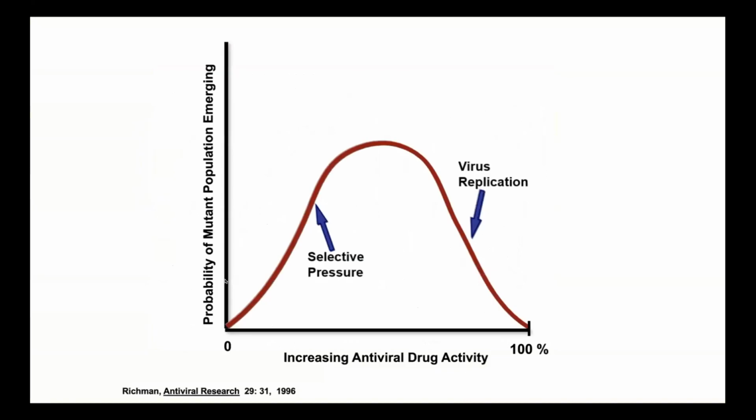So what we know is that as you have increasing antiviral drug activity and the selective pressure increases, that increases the probability of selecting for resistance. But at a certain point, as you get more and more antiviral drug activity, the virus replication diminishes, and with less replication, you start reducing the probability of selecting for resistance. And in fact, if you completely suppress replication, the probability of resistance is 0. It's like putting the virus in a freezer.